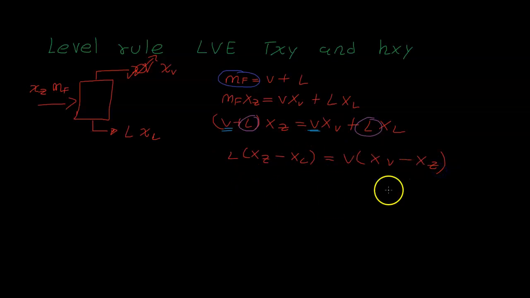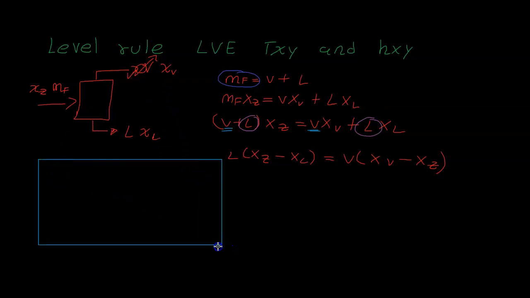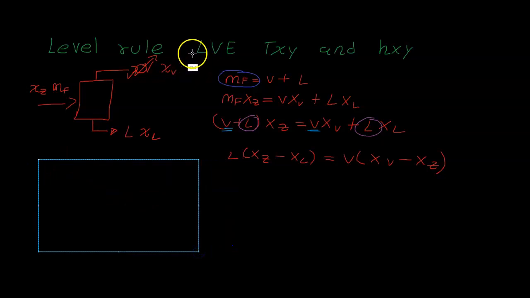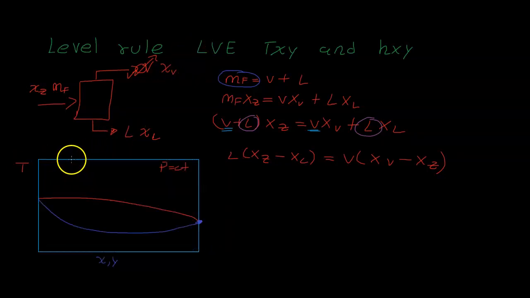Just looking at this, let's say in this case we have this. So this is the T as this diagram, Txy. It could be as well Pxy, but the difference is that in this case the pressure is constant, and in the other one temperature is constant. We will see how that works out.